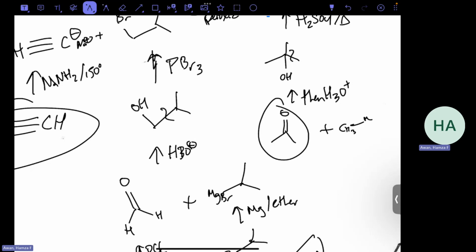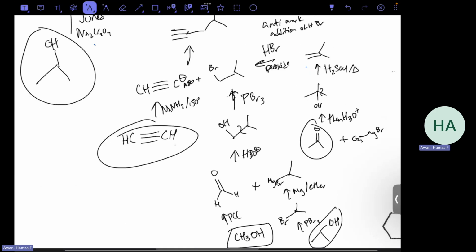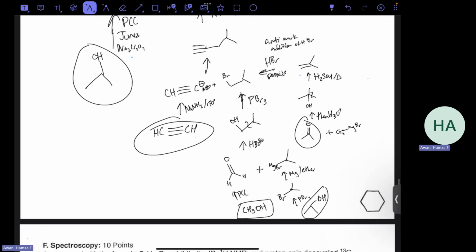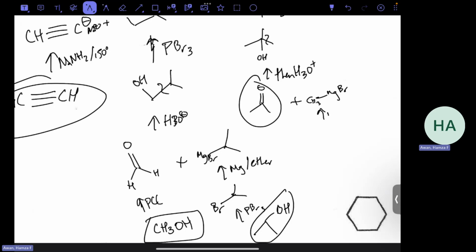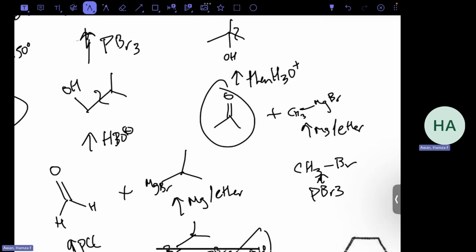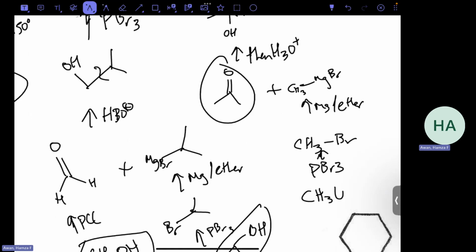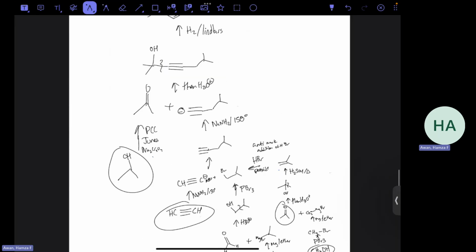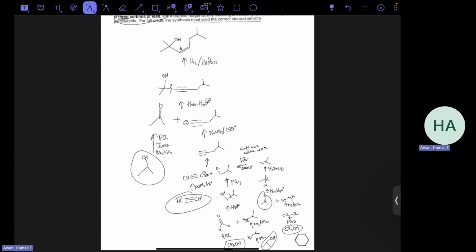CH3MgBr, right? And so that would also be a valid starting point, from Mg/ether and CH3-Br, and we can do our PBr3. Or we can even do Br2 and light, however you want to do it, because I think alkanes are allowed. Nope, alkanes are not allowed. We have to do PBr3. That gives us CH3OH, and that's also valid.